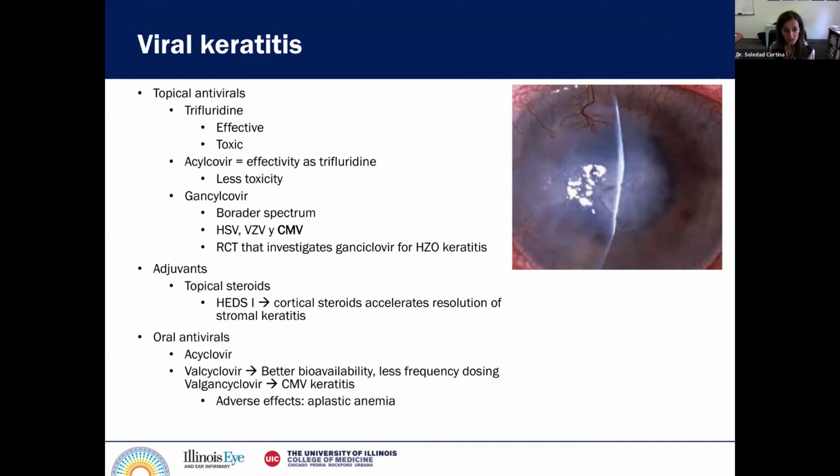Oral antivirals, we have 3 options: acyclovir, valcyclovir, which is the prodrug for acyclovir with better bioavailability and requires less frequent dosing. And valganciclovir, it's a drug of choice for the treatment of cytomegalovirus keratitis, but it can have some adverse effects, including aplastic anemia.